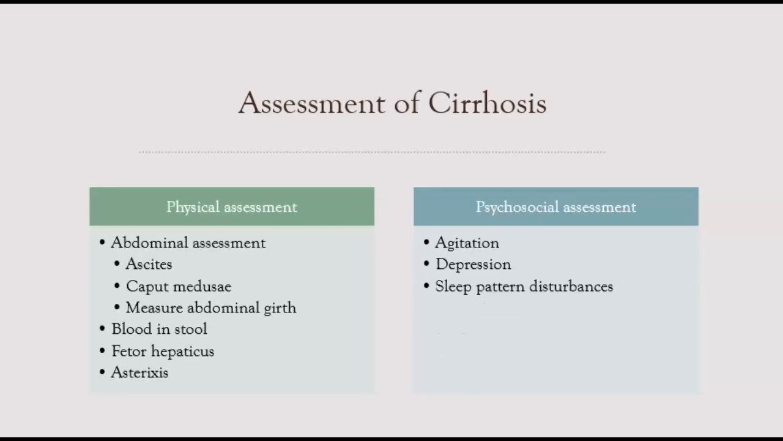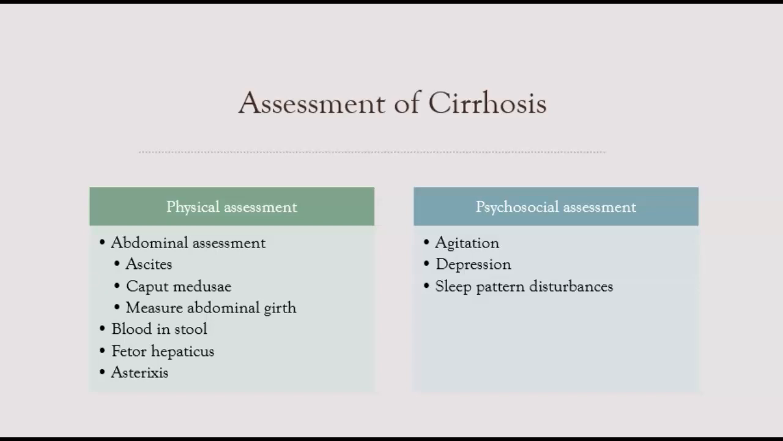Then you'll want to do a physical assessment on a patient with cirrhosis. You'll start with an abdominal assessment, check for ascites. Orthopnea and dyspnea will also be present with ascites because of the interference from lung expansion, because of all that extra fluid. Caput medusae, which is dilated abdominal veins, you might see those. And you also want to measure abdominal girth.